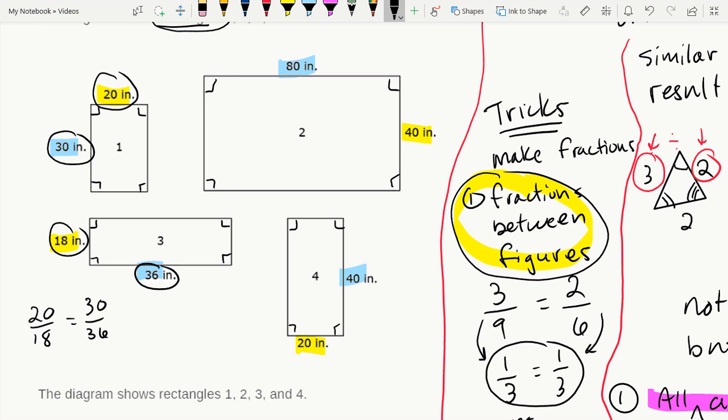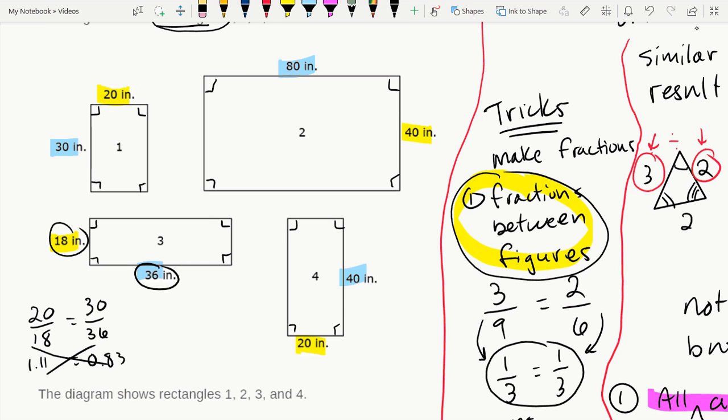Now, I happen to have my phone calculator. You guys just can't see it. 20 divided by 18 is 1.11, whereas 30 divided by 36 is 0.83. So those are not similar. So it's not 1 and 3.